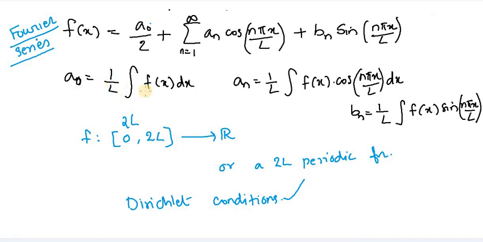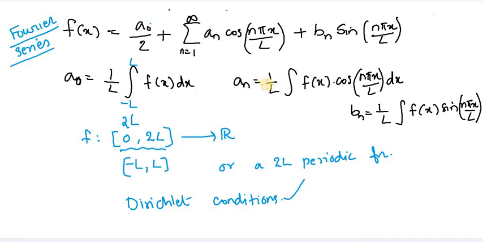a0 is equal to (1/L) ∫ f(x) dx, where I am not writing the limits of the integral because it depends on the domain. If the domain is from minus L to L, then the integral will be from minus L to L, and the function will be the same. If it is from 0 to 2L, then in place of minus L to L, you have to write 0 to 2L.